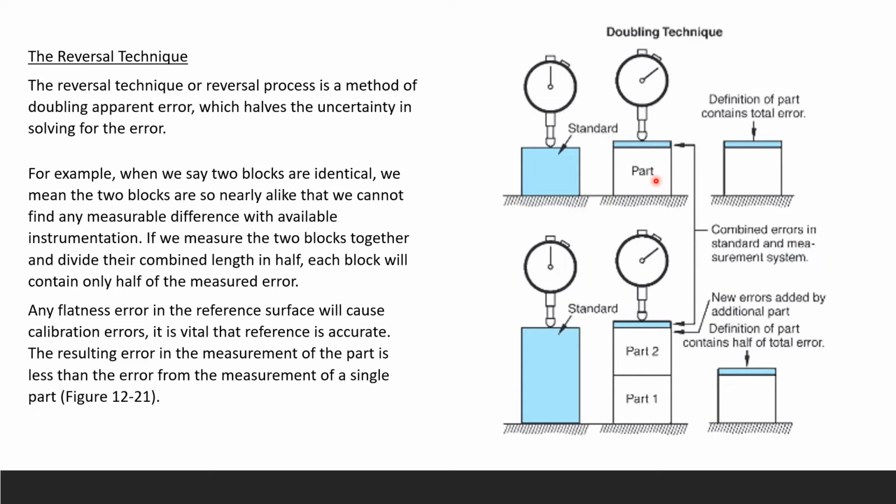When you take a look at it here, if you measure only a single part, then your standard, the definitional part, contains the total error. But when you use two identical parts, you have combined errors in the standard and the measurement system. So the new errors are added by the additional part, right here, the second one, which is identical to part one. So the definitional part contains half of your total error. Okay. So by using the two identical parts in the measurement system, you will be downsizing your total error to half.